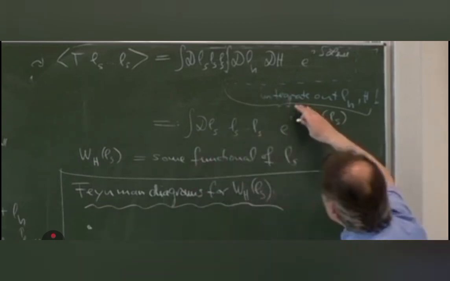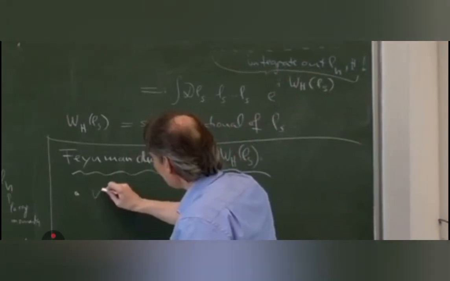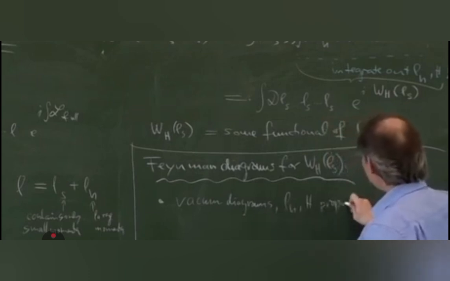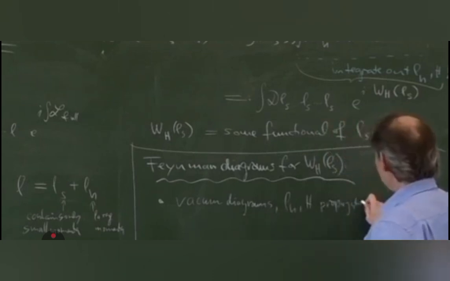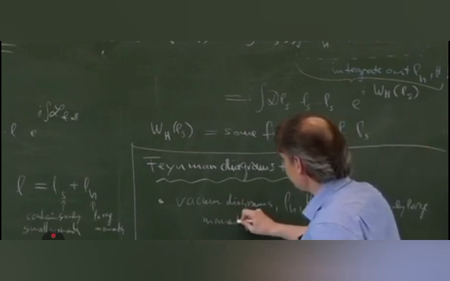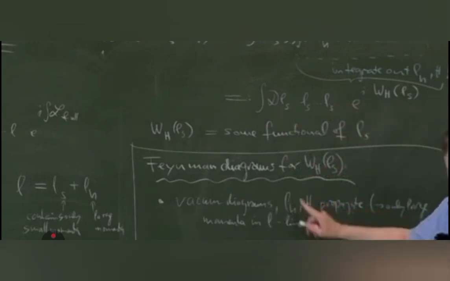Then what you should also know is, okay, so let me write this down first. Vacuum diagrams, LH and H propagate. That means only large momenta in the L lines, right? So if we have a line of a light field, then it must carry large momenta because of the LH configuration.